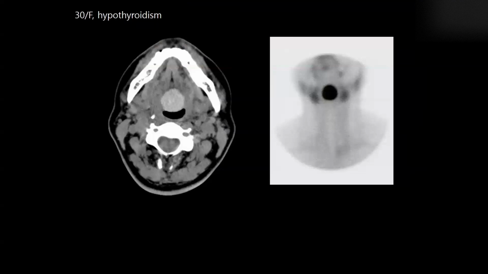The thyroid gland develops at the base of the tongue and then gradually moves down the neck. I will show you the case. A 30-year-old female patient has long been on medication for hypothyroidism. On CT, you can see the mandible bone and the sublingual gland. We can see the ectopic thyroid on submental area on CT and thyroid scan. No uptake is seen in the thyroid area.